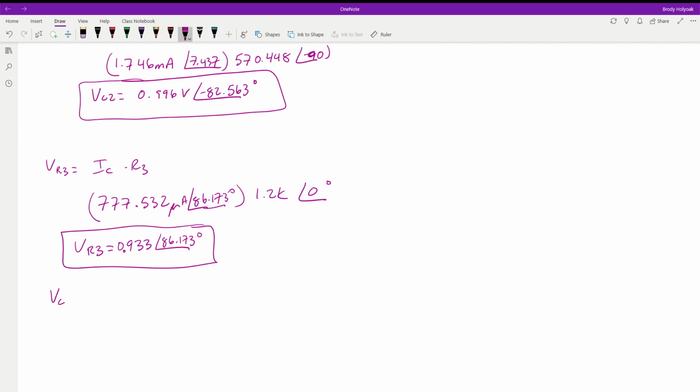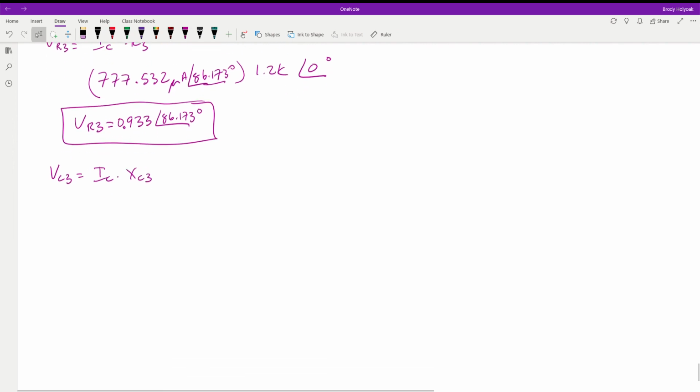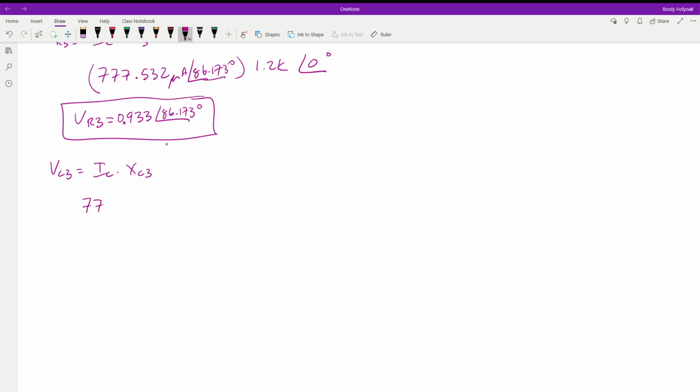The voltage across capacitor 3 is IC times XC3. So the 777.532 micro at 86.173 degrees, and that's going to be multiplied by the 12,583 at negative 90.